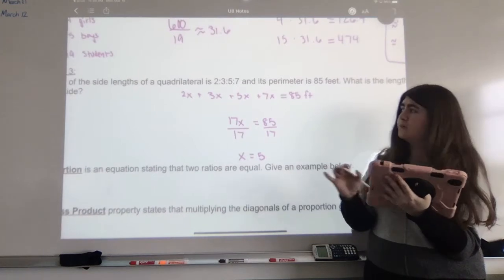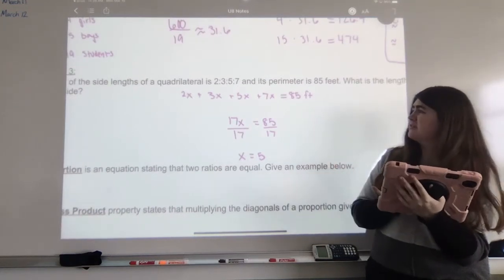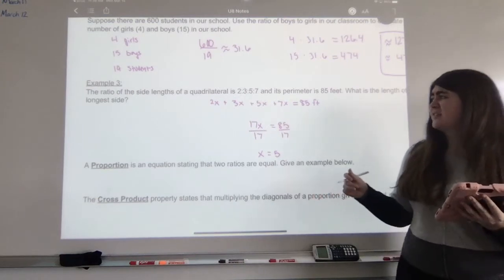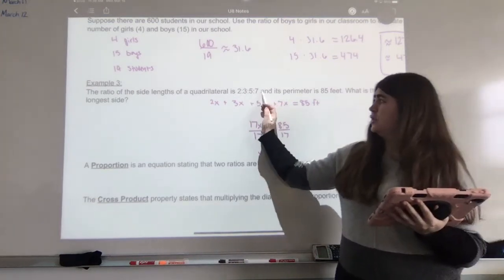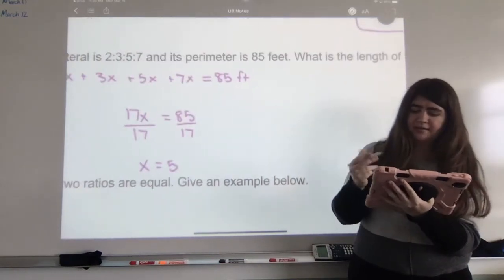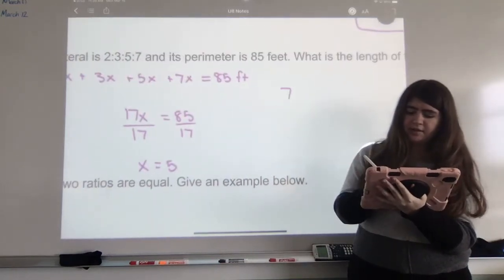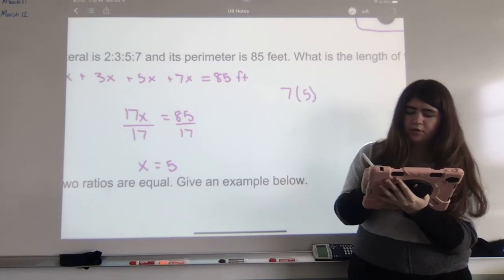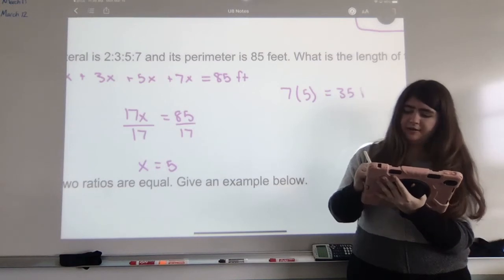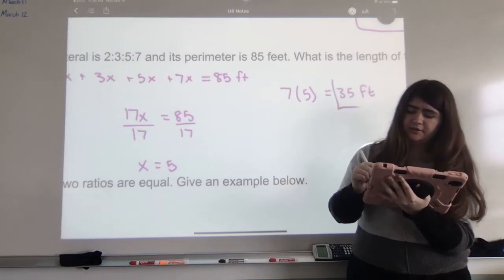So now I know my missing piece, but that doesn't tell me the length of my longest side. To find the length of the longest side, I need to take the ratio of the longest side, that's 7x, and we need to plug our x in. So I have 7 times 5, which is equal to 35. So the length of the longest side is 35 feet, and that is our final answer.